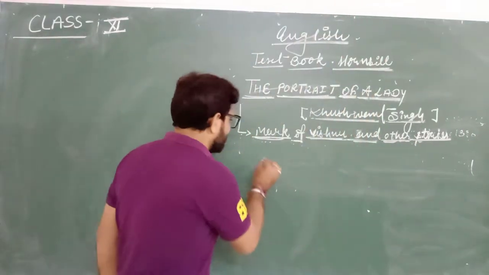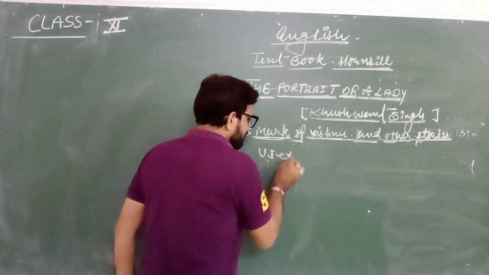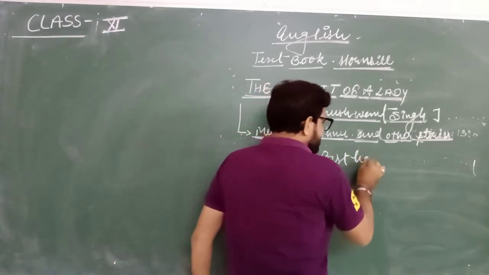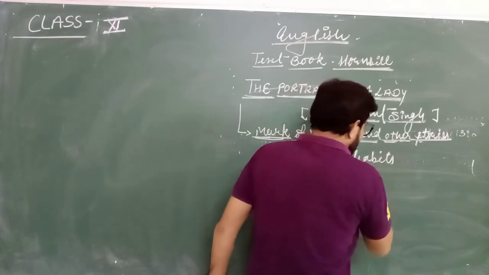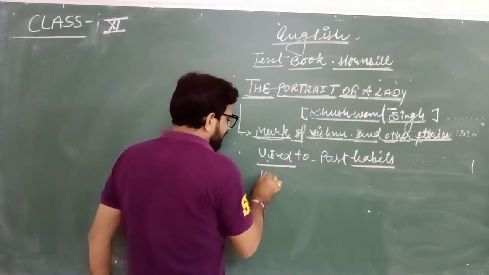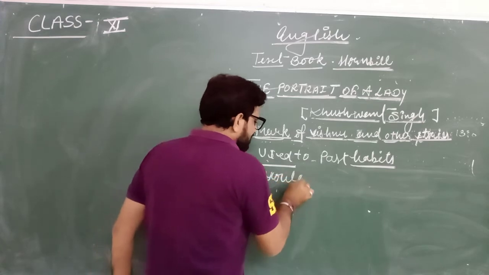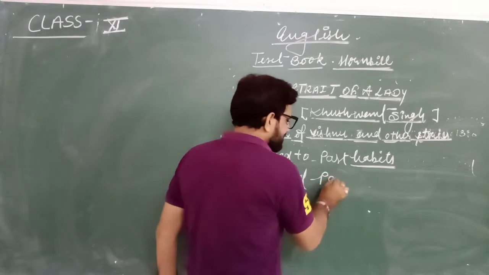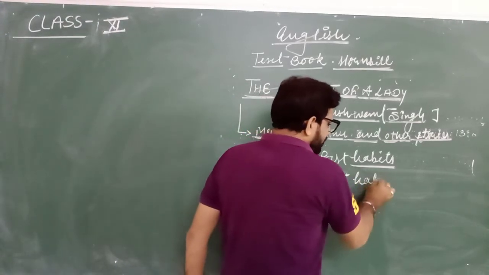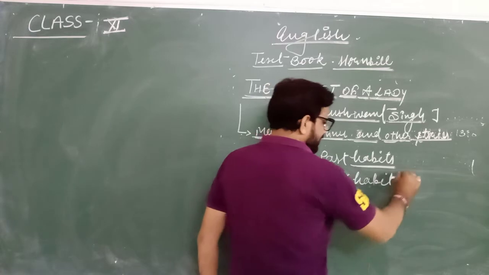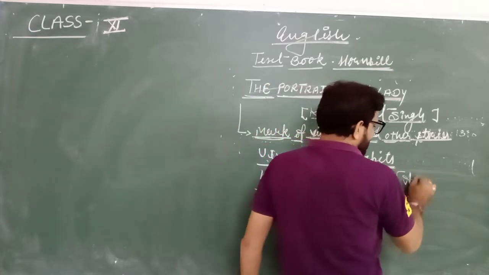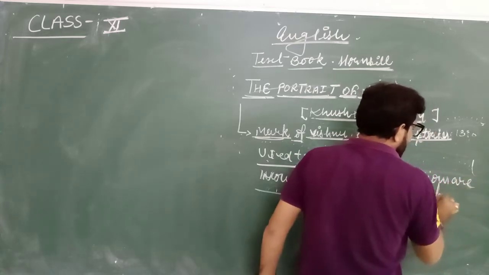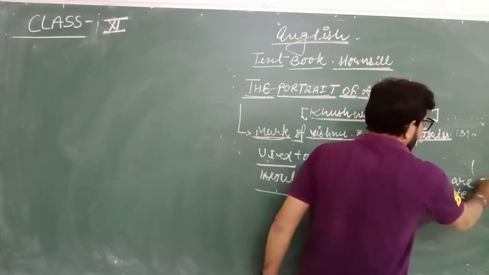Students, here we can see "used to". "Used to" is used for past habits. But if we make a difference between "used to" and "would", these both modals, the conditional modals, can be used in past habits. But do you know what is one difference in the "would" modal? The past habits or actions are repeated again and again.